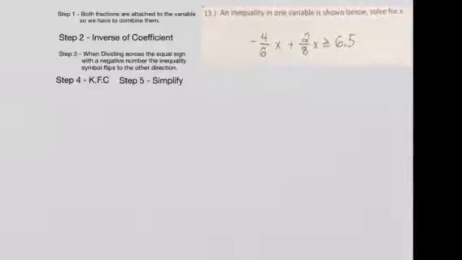Step three, when dividing across the inequality sign with a negative number, the inequality symbol flips to the other direction. So right now it's facing to the right, the greater than or equal to. After we divide with a negative number across it, it's going to flip back to the left. Step four, when dividing two fractions, KFC: keep, flip, change. Step five, simplify and reduce. So let's go ahead and get started here.